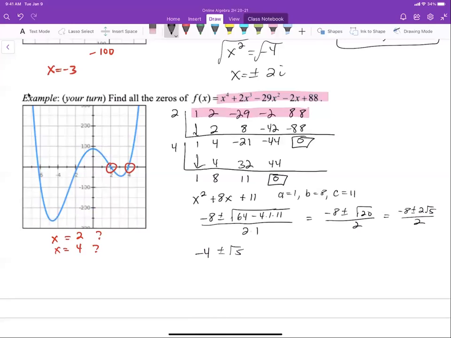So what are the instructions? Find all the zeros. So I have 2, I have 4, and I have negative 4 plus or minus the square root of 5. So I'll rewrite that: 2, 4, negative 4 plus or minus the square root of 5 gives me a total of 4 zeros, which is what I was expecting. So these values right here were the negative 4 plus or minus the square root of 5. Okay, moving on.